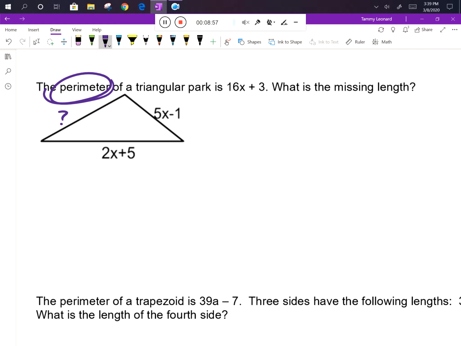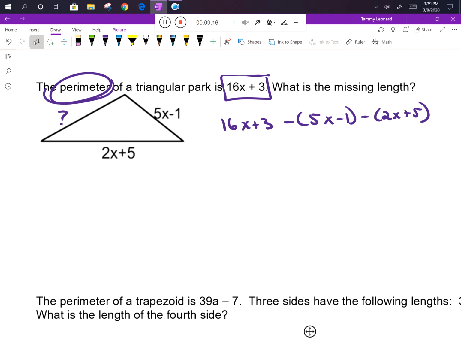So if I'm going to add up each of those sides and the total is going to be 16x plus 3, to find that mystery side, because I'm asked what's the missing length, I can take the total and subtract each of those sides. Notice I used parentheses because I want to be sure that I subtract the entire side and not just the first term. Rewriting without parentheses, 16x plus 3 minus 5x plus 1 minus 2x minus 5.